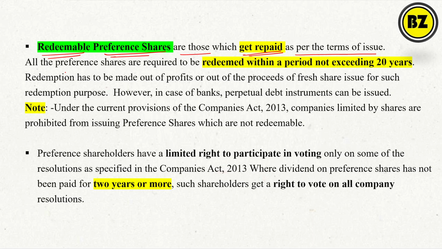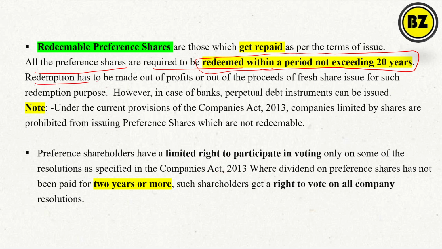Okay. See, for example, if I have an FD in the bank, for 3 years, after 3 years I will get the money back. In the same way, these shares can be redeemed. For example, all the preference shares are required to be redeemed within a period not exceeding 20 years. So what is the maximum period within which it must be repaid or redeemed? Simply 20 years. Redemption has to be made out of the profit or out of the proceeds of a fresh share issue for such a redemption purpose.